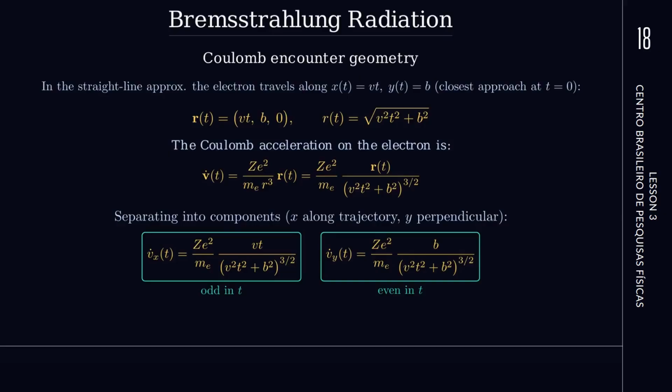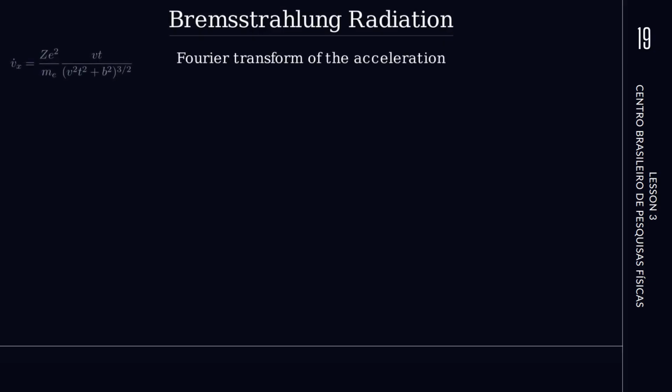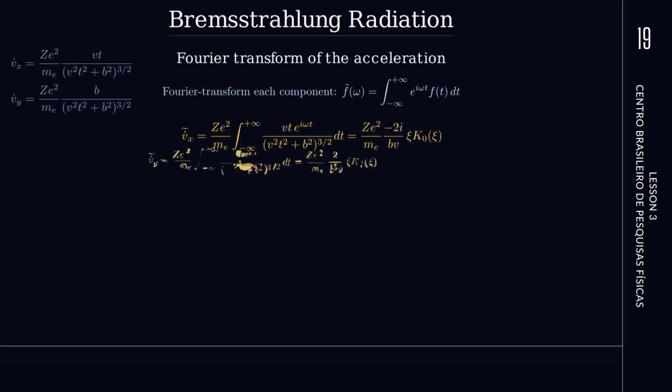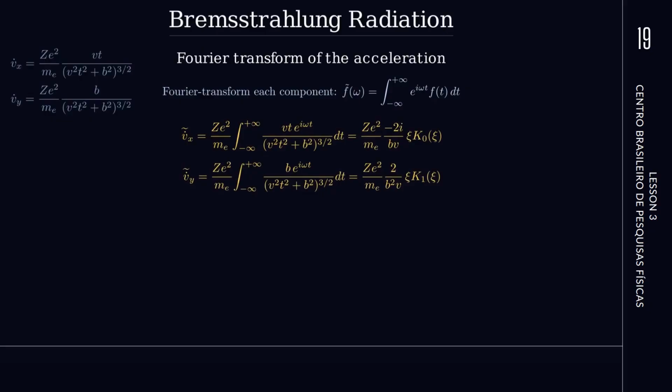Okay, so now we have the two components of acceleration in the x direction and acceleration in the y direction. This is in normal space. We need to Fourier transform this, okay? So let's do that. So these are the results we just got in the previous slide. Let's Fourier transform each one of these components. Let's do this first for the x component. We have all of this. The results are given in terms of modified Bessel functions of the second kind.